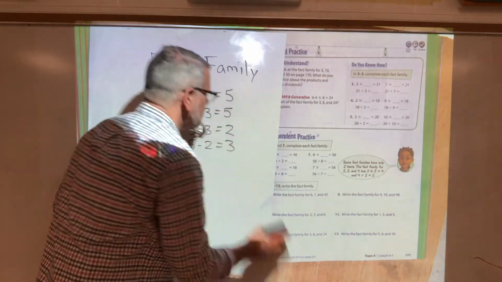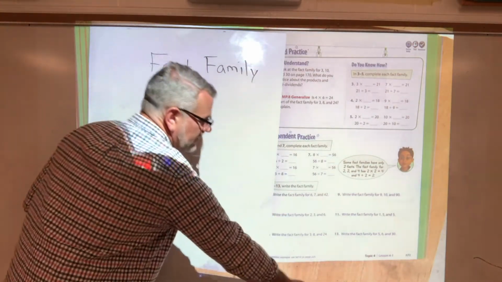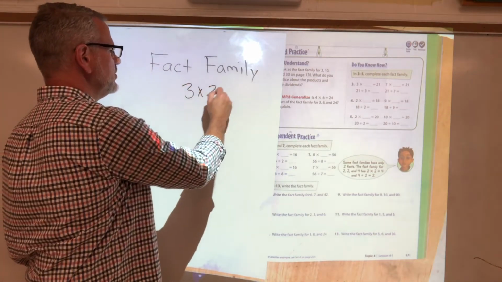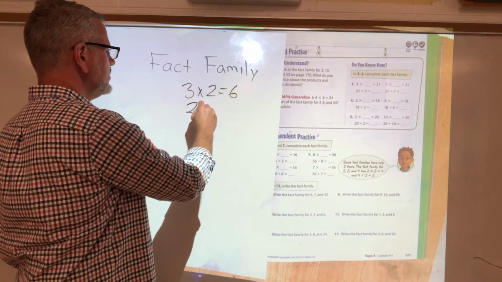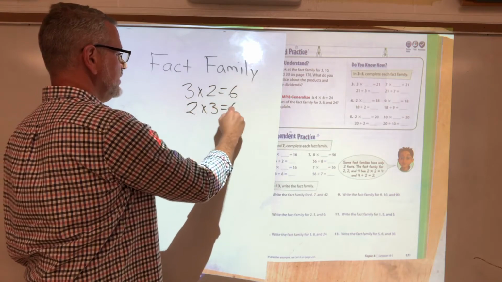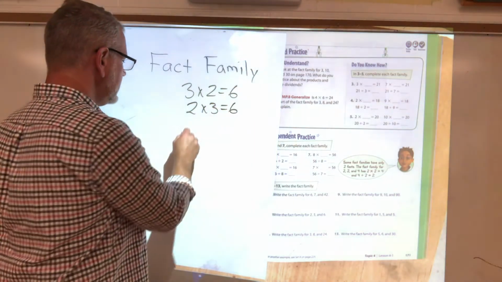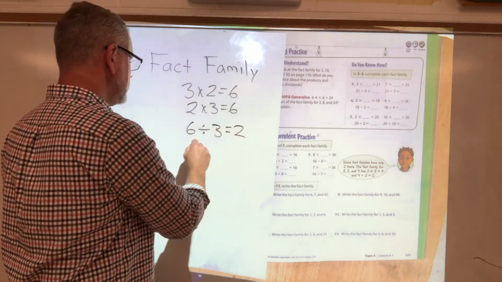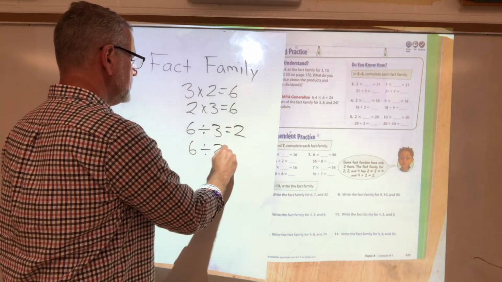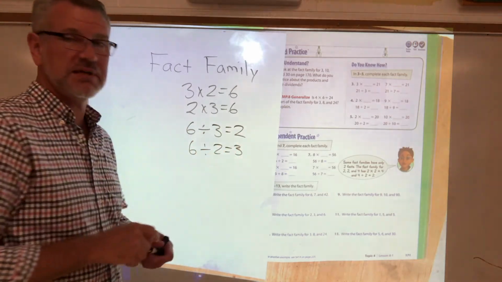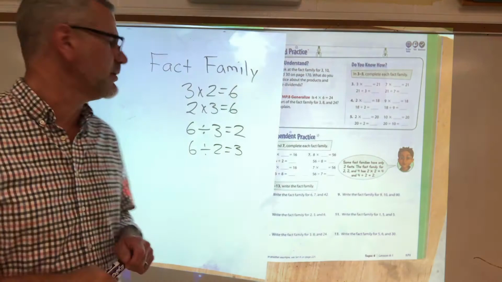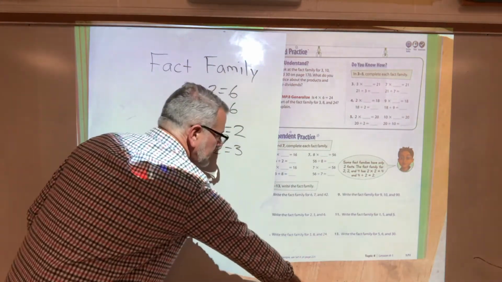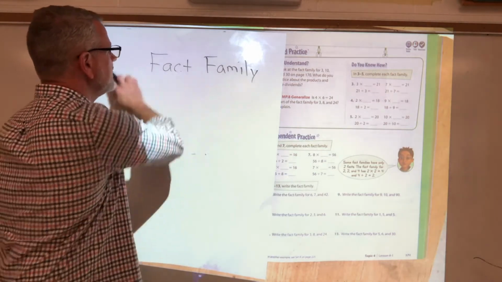The same thing goes for multiplication fact families and division. So we would say 3 times 2 equals 6, and 2 times 3 equals 6. And then we would turn that around and say 6 divided by 3 equals 2, and 6 divided by 2 equals 3. Keeping the same digits in there, the same family members, we just switch the order around a little bit. Okay, so keep that in mind.